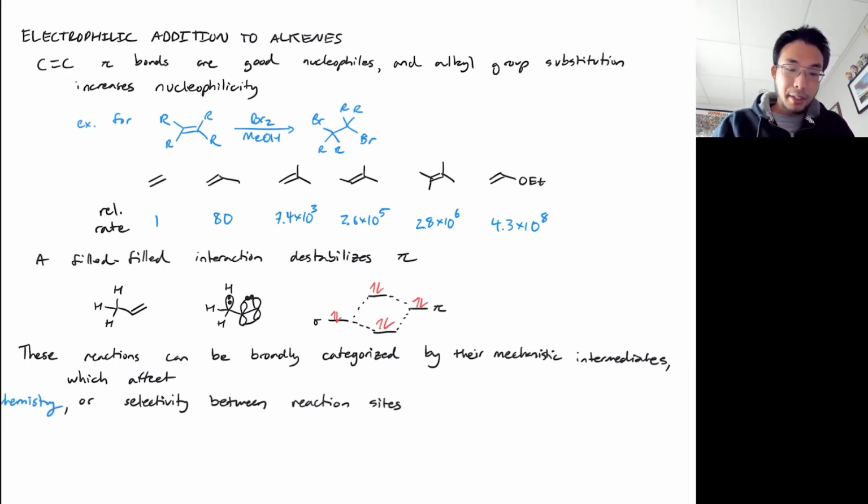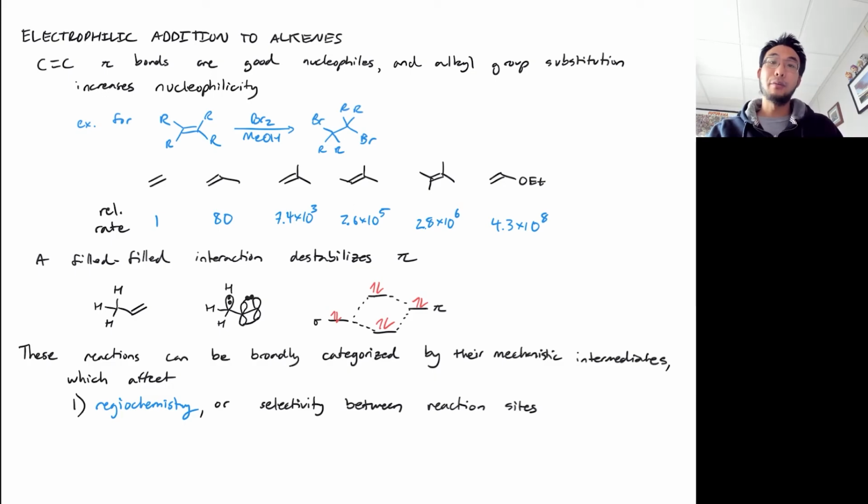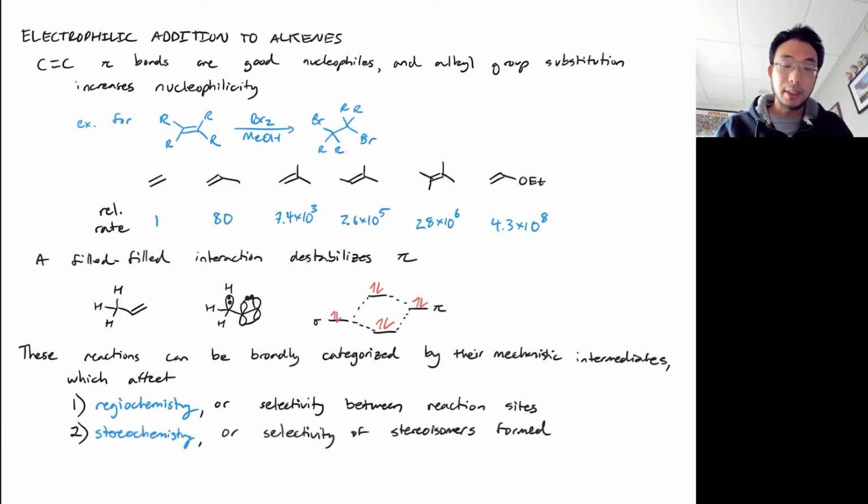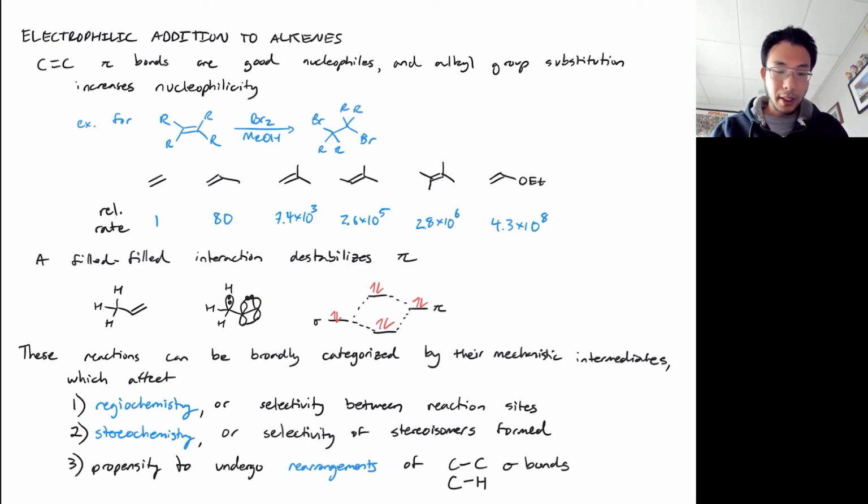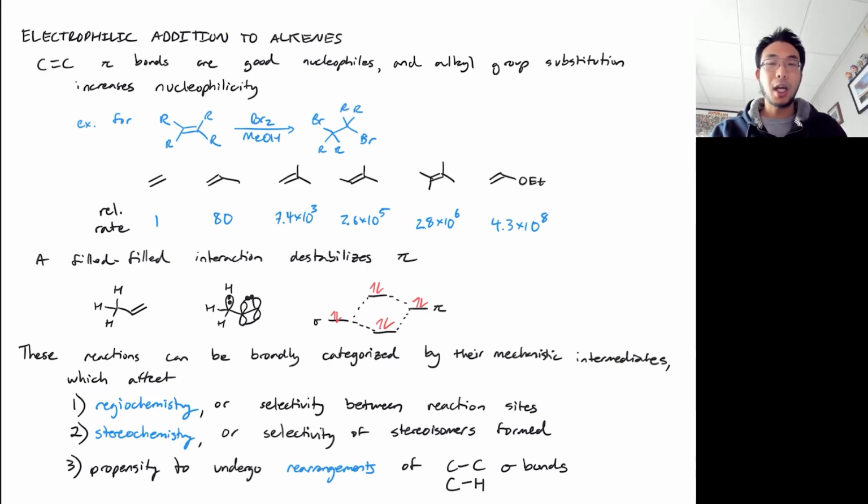And these mechanistic intermediates will then tell us what the regiochemistry of the reaction will be, or in other words, which of the two carbons of a carbon-carbon double bond are reacting. It will also help us decide what the stereochemistry of the reaction is, so whether one pair of enantiomers or all the possible stereoisomers or only one specific enantiomer or diastereomer is formed. And finally, we will also sometimes be able to see what are called rearrangements, in which sigma bonds seem to be just hopping from one place to another, and we'll see that in a minute.